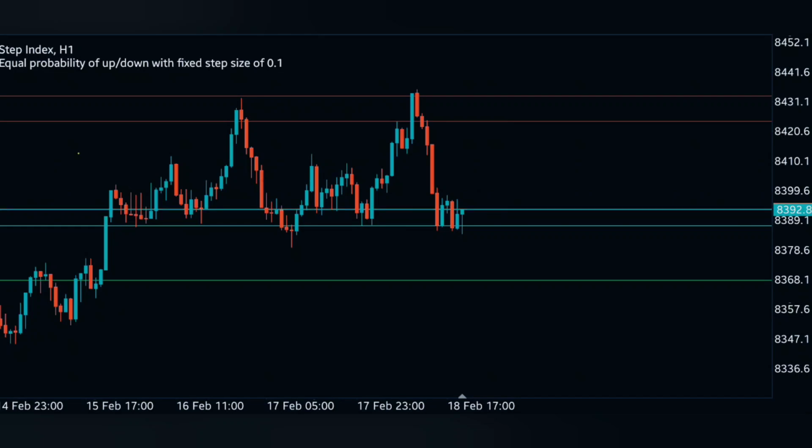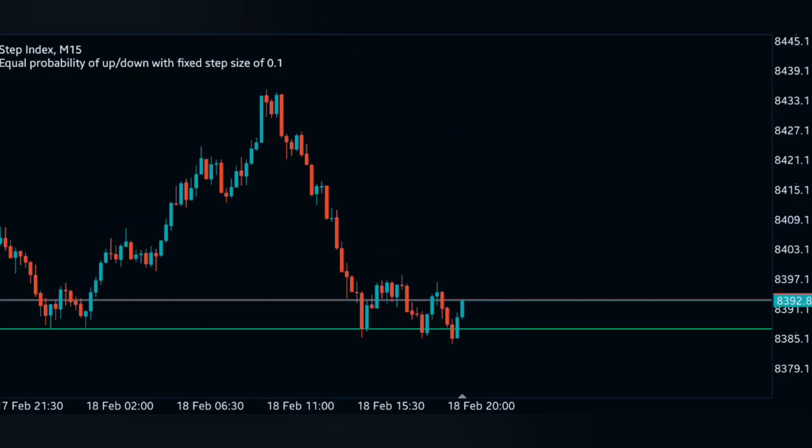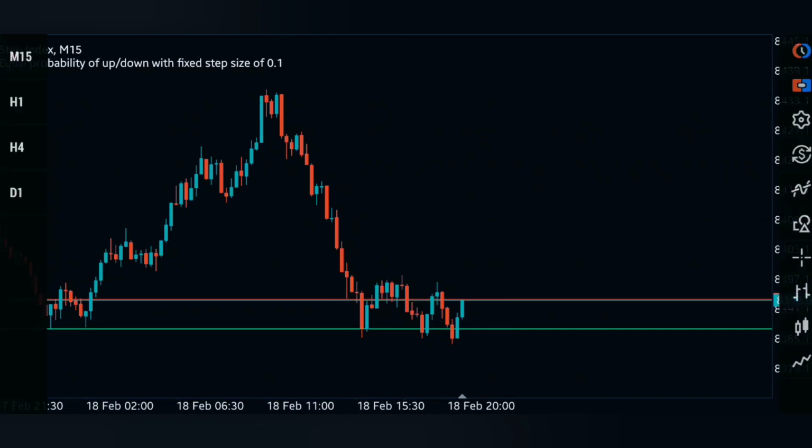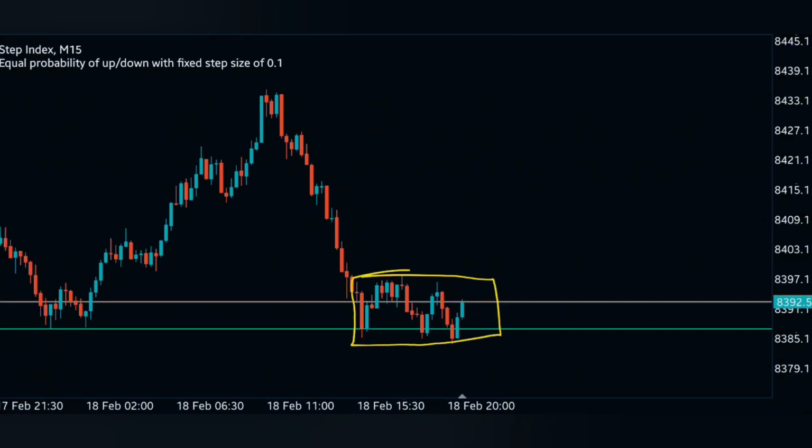Now let me go to my entry time frame, which is the 15 minutes. As you can see on the 15 minutes, this is a 15 minute range. So I would not pay so much attention to it.